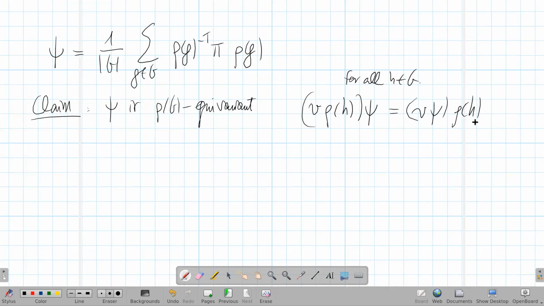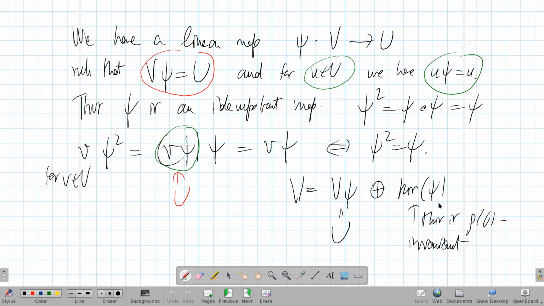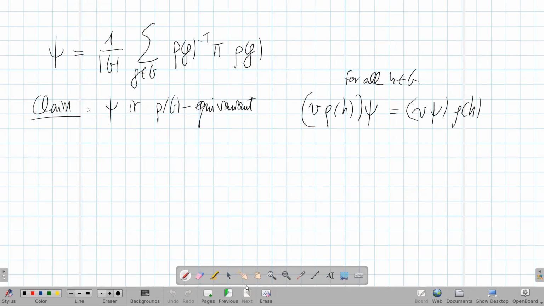And perhaps we'll prove this in a second, but this solves our problem because my claim was that the kernel of psi is rho g invariant. And this is the case: the kernel of psi is rho g invariant.